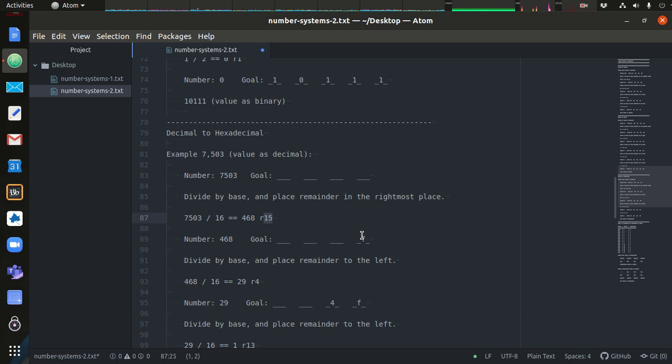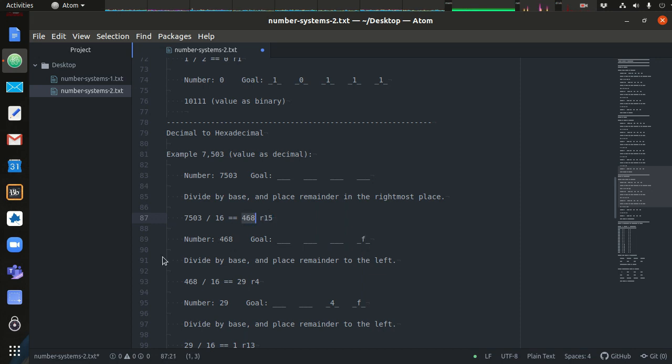Well, we can't just put 15 in this base. That doesn't make sense. We have to convert that to the hexadecimal digit. That makes sense there, right? So we remember that F is 15. Okay, so we place that remainder in this position, and we have a new number.